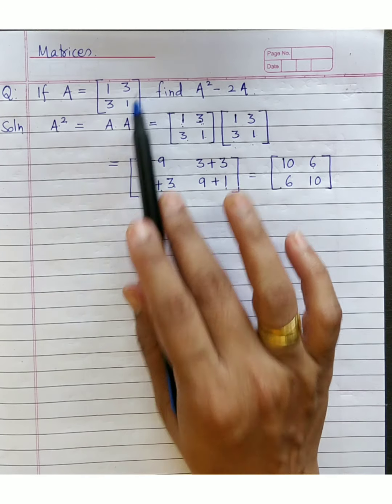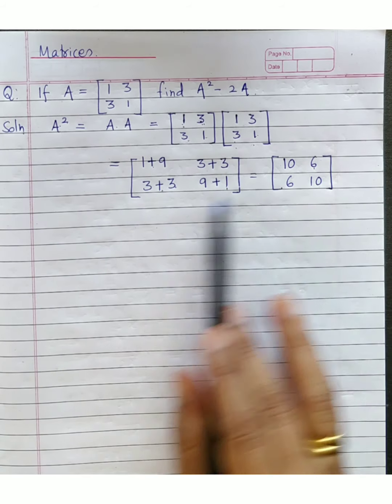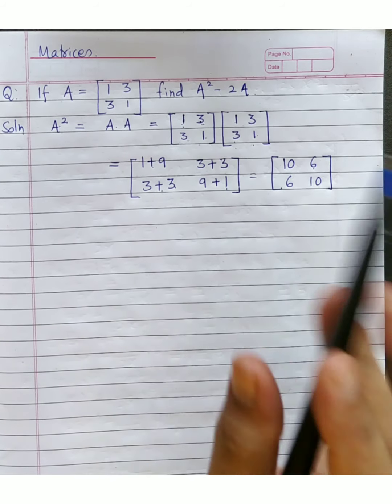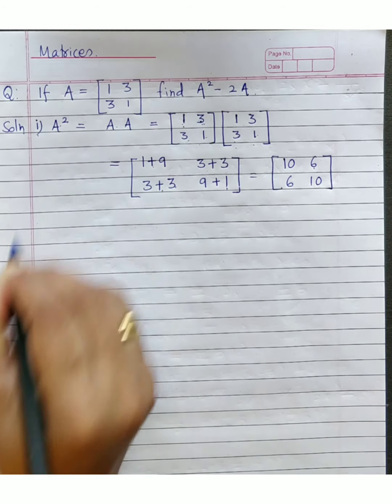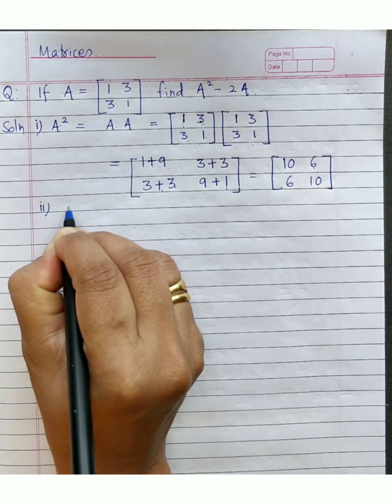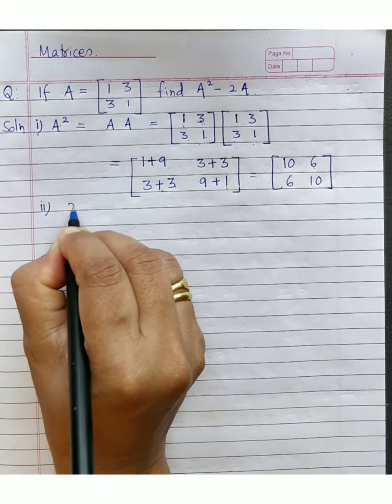So what is the first learning here? Squaring a matrix is multiplying it by itself following the rules of matrices multiplication. Okay, first part. Second part of our answer is what? We wanted 2A. So it is scalar multiplication of matrix A with 2. So 1, 3, 3, 1. And you know very well each and every element will be multiplied by 2. So 2, 6, 6, 2 is our second matrix.